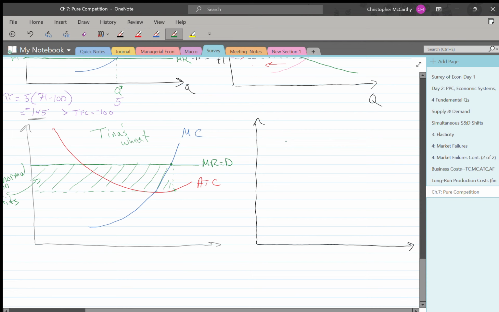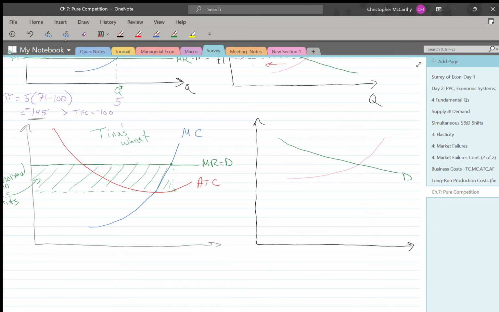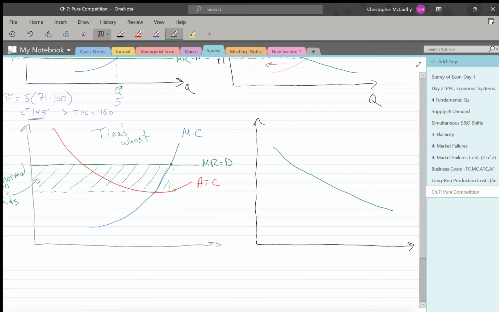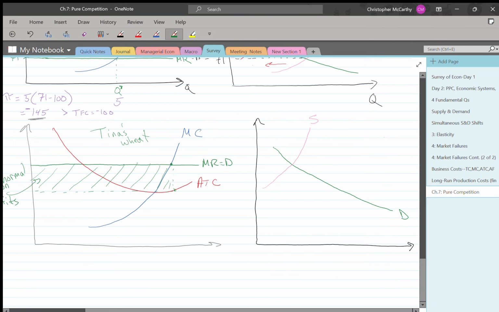We've got a similar thing. Here's our demand. Here's our supply. Oh, I drew this all wrong. There we go. That's better. Gives me plenty of room for us to expand in terms of entry.